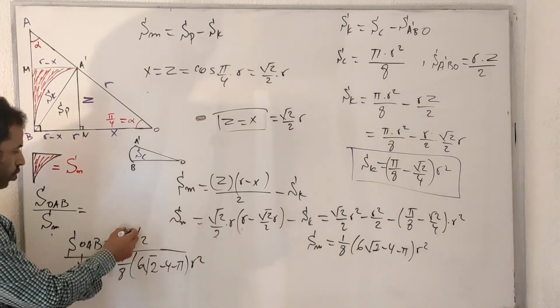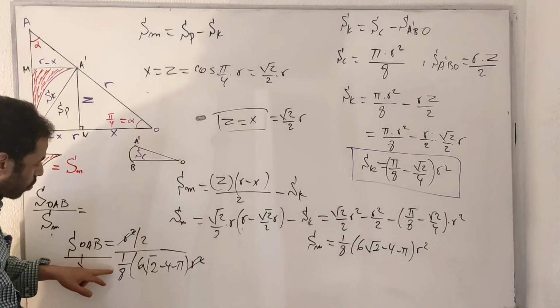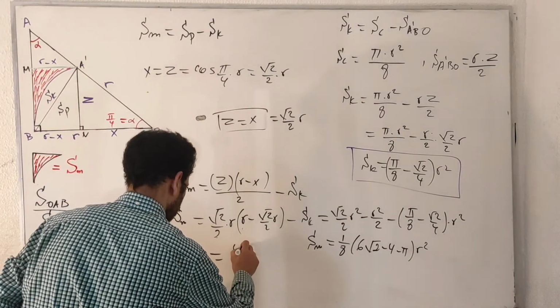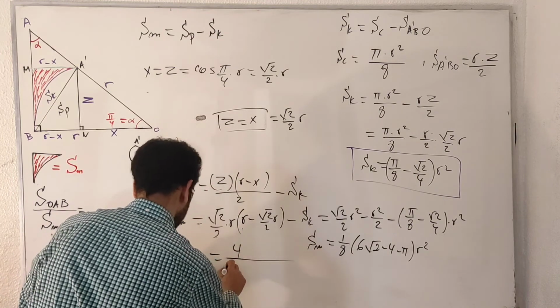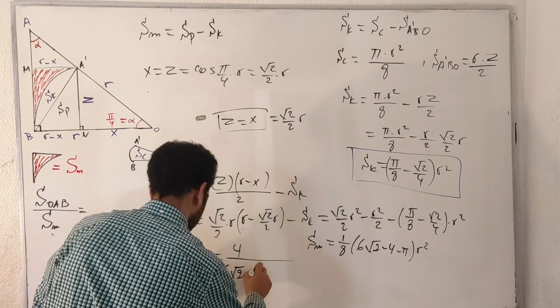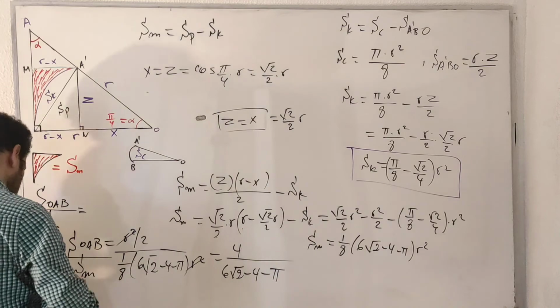So r squared will be cancelled out from numerator and denominator. So I will get this half over 1 over 8, which is times 8, which is 4. So this one is 4 divided by 6 square root of 2 minus 4 minus pi. Okay, so I have done this problem.